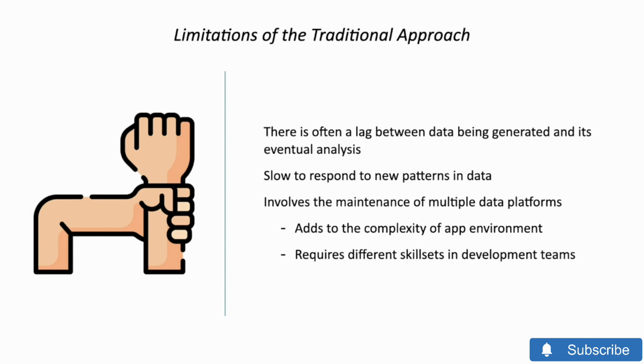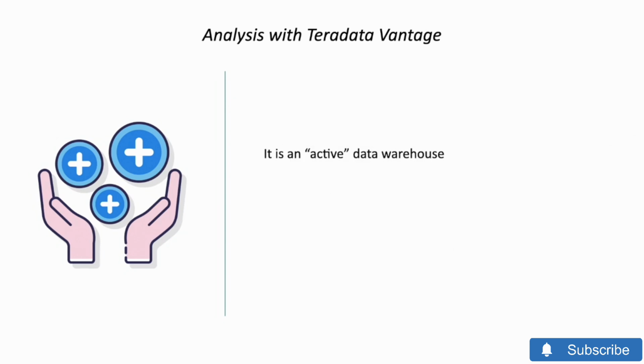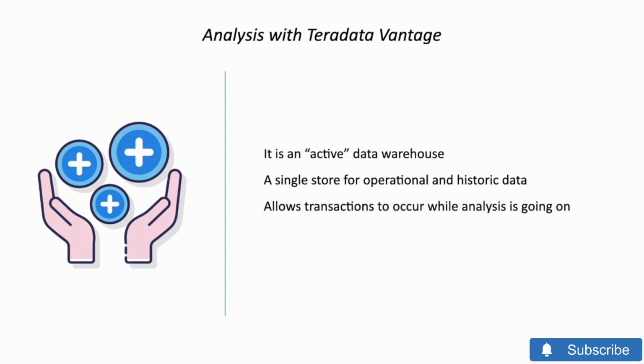On the other hand, if an organization were to adopt Teradata Vantage, they will be making use of an active data warehouse. In other words, a single store for both operational as well as historical data. And it's not like we need to flip a switch to go from carrying out transactions to performing analysis. Both of these types of operations can go on at the same time. And as we have touched upon a few times already, the SQL in Teradata Vantage goes beyond the standard SQL and includes several statistical and ML-based operations.